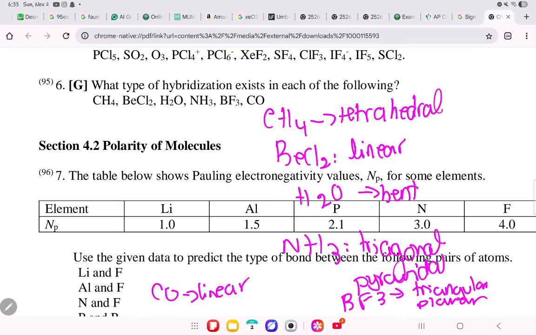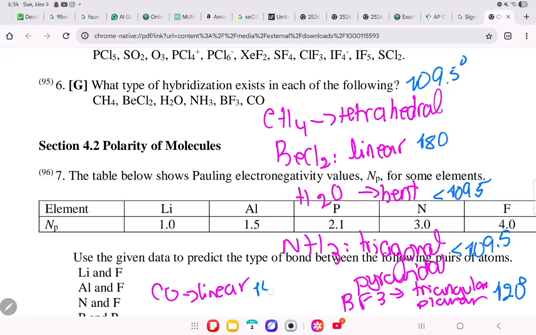Now, quite literally from their shapes, you can memorize their angles, right? So tetrahedral is what? 109.5. Linear is 180. Bent is less than 109.5. Trigonal pyramidal is what? Also less than 109.5. Trigonal planar is 120. Linear is also 180 degrees.